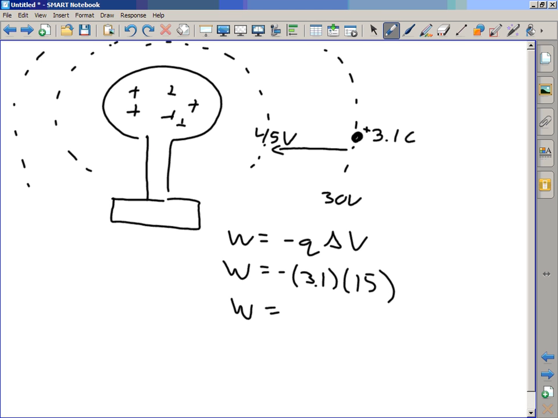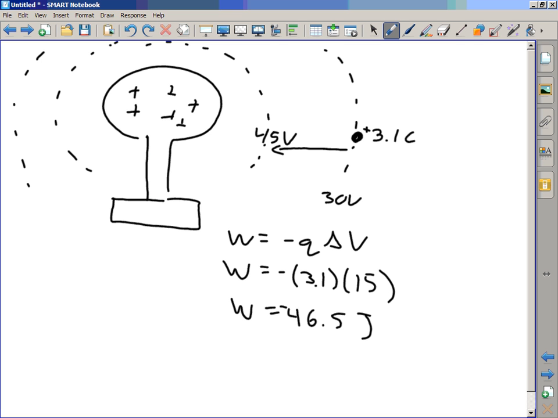Meaning I do how much work? What's 3 times 15? 46.5. What are the units for work, please? Joules. Good. Let me talk about why that negative is there.